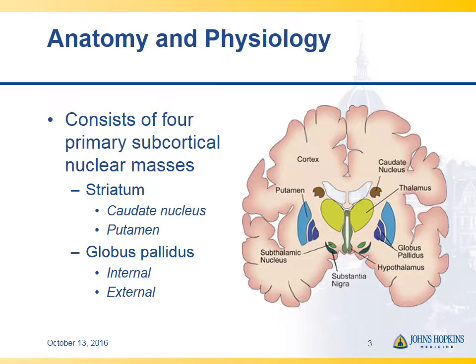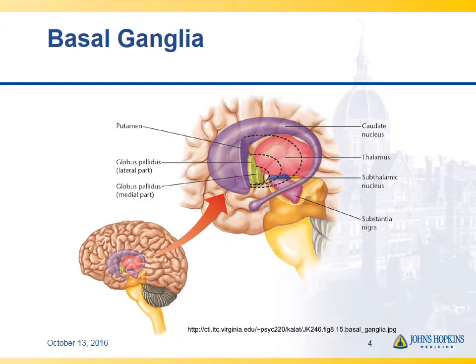The basal ganglia consist of four primary subcortical nuclear masses. These include the caudate nucleus and putamen, which are part of the striatum, and the globus pallidus, interna and externa. These are illustrated on this coronal slice of the brain, as well as on this sagittal image to help orient you to these structures.